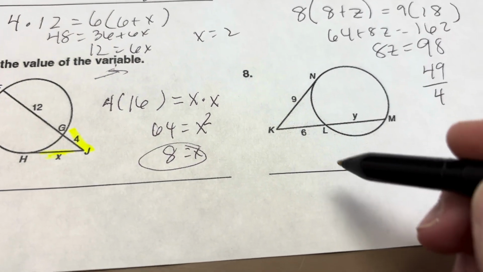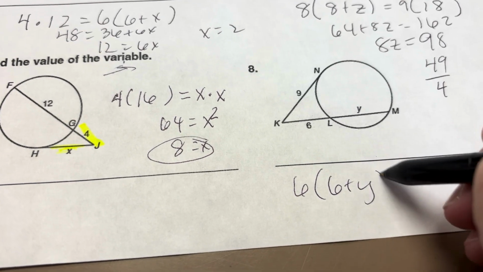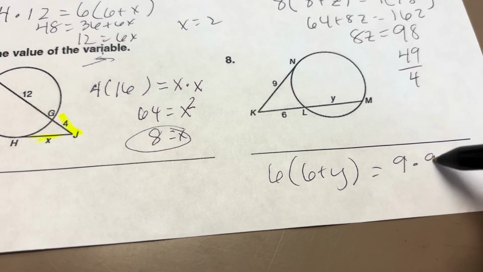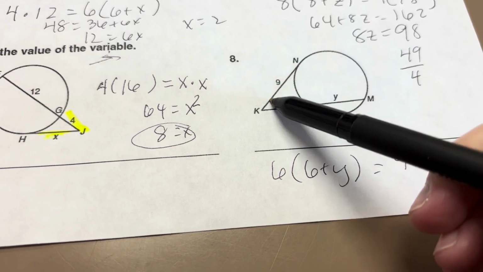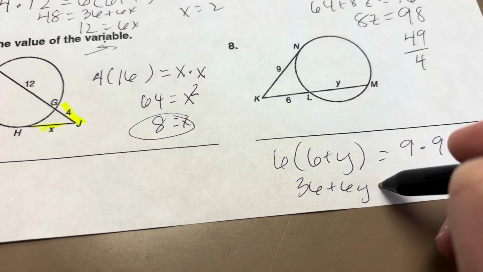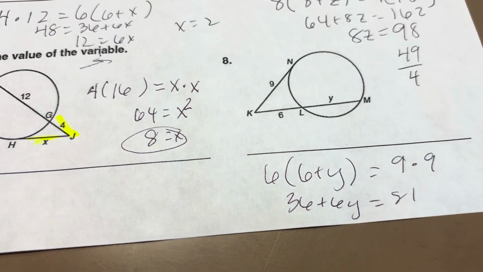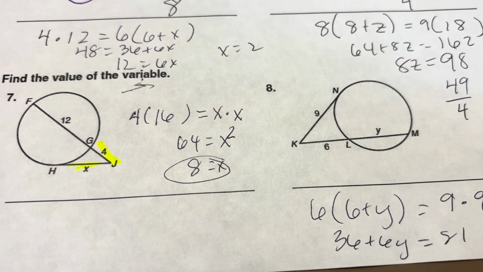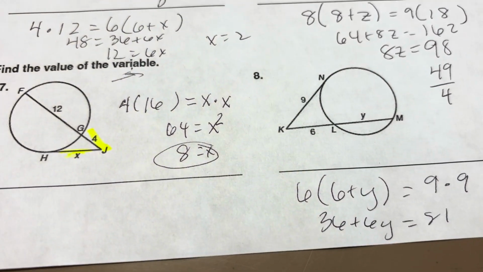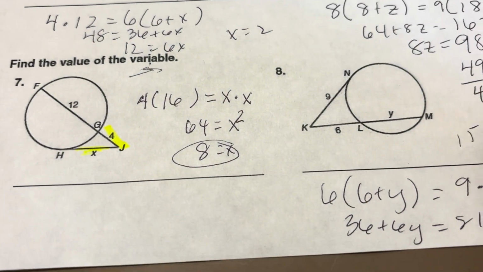On the right side, outside times the whole, so 6 times 6 plus y equals 9 times 9 because it is both outside and the whole. 36 plus 6y equals 81. 81 minus 36 is 45. So I get 6y equals 45. 45 divided by 6 is 15 halves.